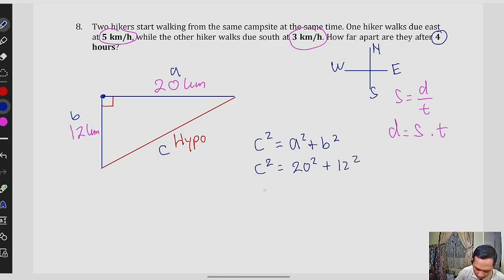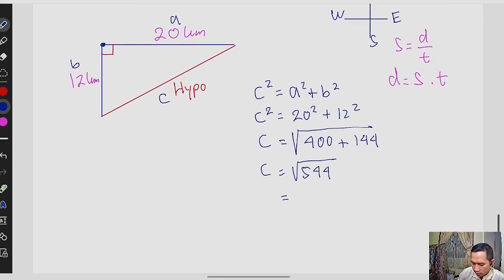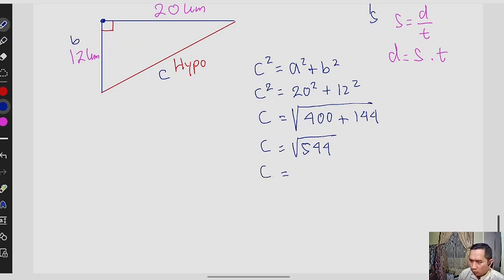Let's remove the square by square root both of the side. So we have c equals the square root of 20 squared. 20 squared is 400. 12 squared is 144. 400 plus 144 is 544, correct.